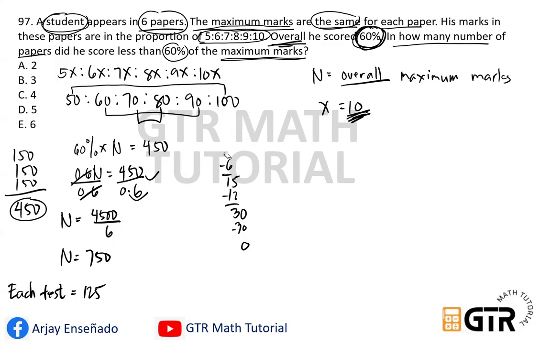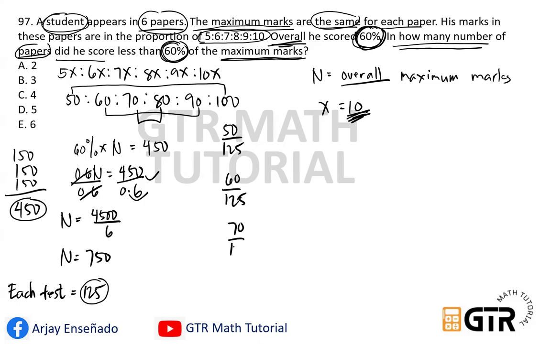Now, we want to find in how many papers he scored less than 60% of the maximum marks. The scores of the student are 50, 60, 70, 80, 90, and 100. We will divide all by 125 and count the number of scores that are less than 60%. We can solve this by inspection. So just divide each of these: 50 divided by the total 125, 60 divided by 125, 70 divided by 125, 80 divided by 125, and so on.